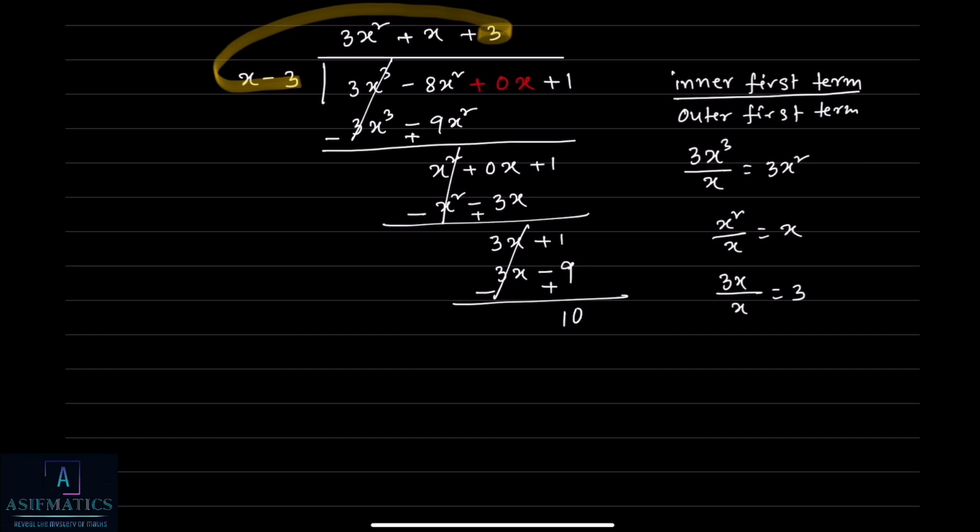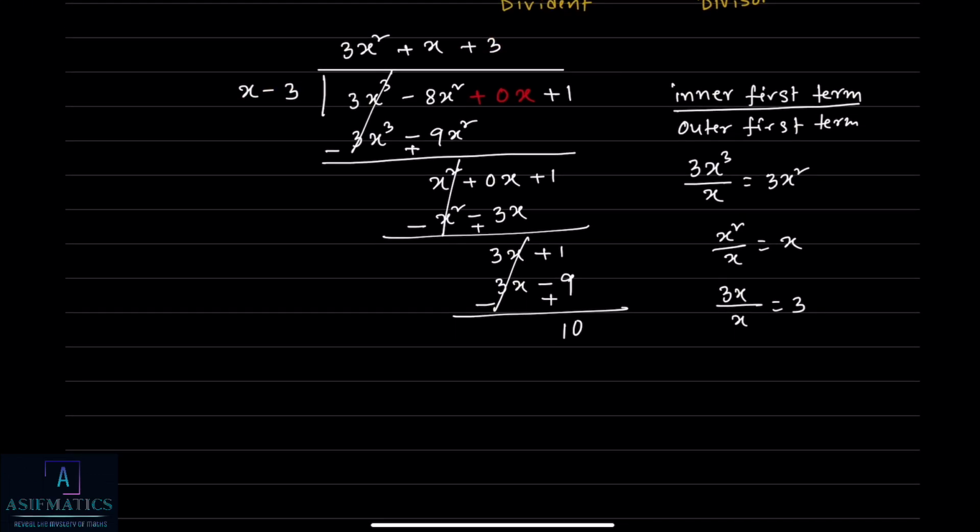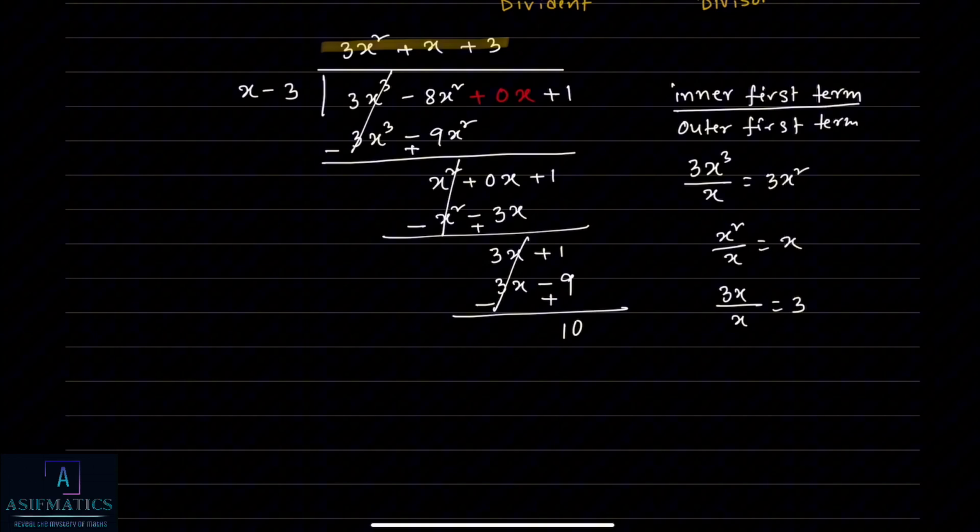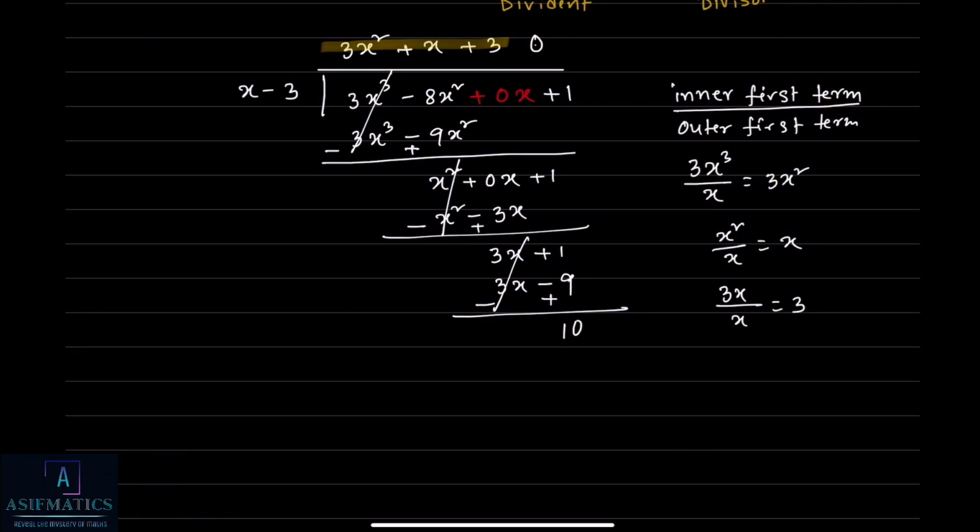So in this polynomial, this is our quotient. So this is the result, and here you get your remainder. So this is your remainder. All right. So all the long division problems are like that.